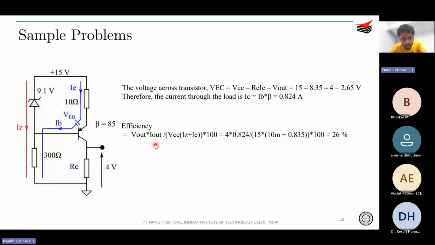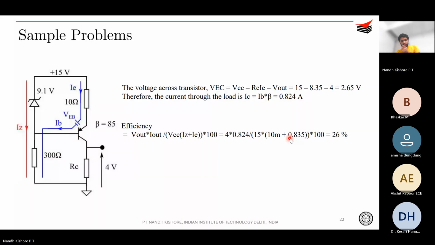The efficiency is V naught I naught divided by V in I in, that is V out into I out. V out is 4 and I out is simply 0.824, that is the collector current, divided by VCC into IZ plus IE. IZ is simply the Zener current that we just found out earlier, plus IE, that is this current. It turns out to be around 26%.